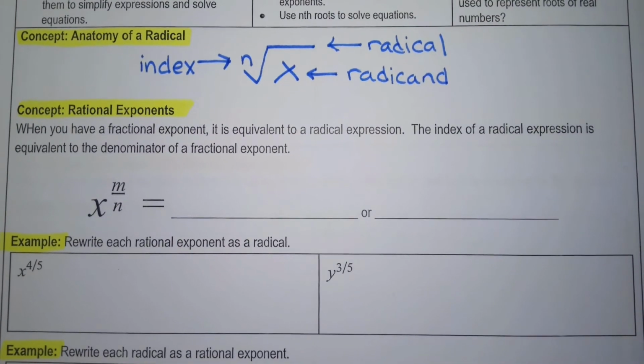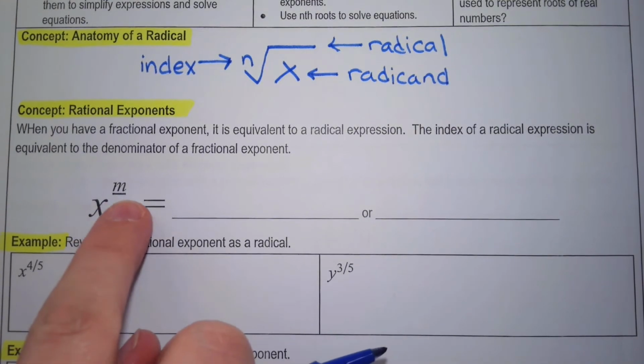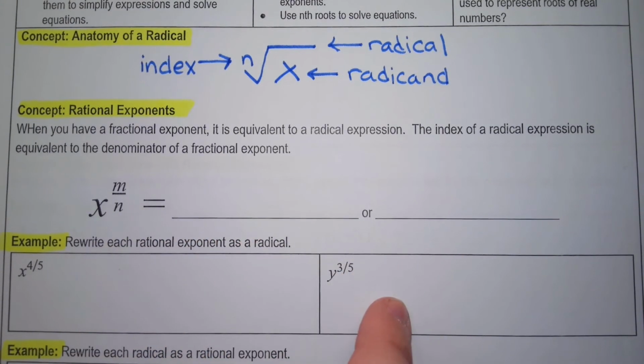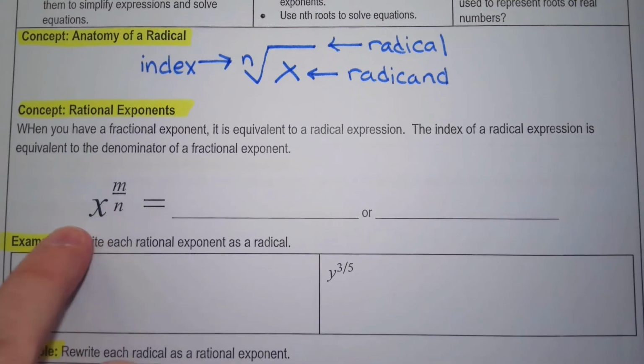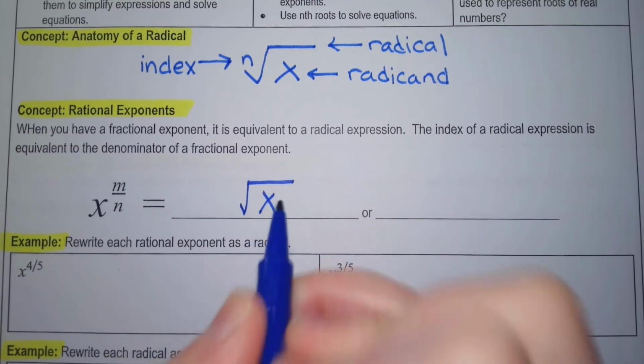So let's talk rational exponents. When you have a fractional exponent, it is equivalent to a radical expression. The index of a radical expression is equivalent to the denominator of a fractional exponent. So here we have a rational exponent of x to the power of m over n. So m over n is a fraction. And we can write this one of two ways as a radical. So our base of the exponent, that goes underneath the radical.